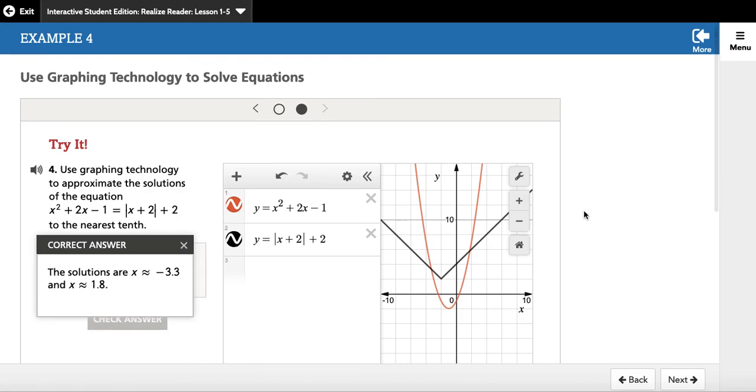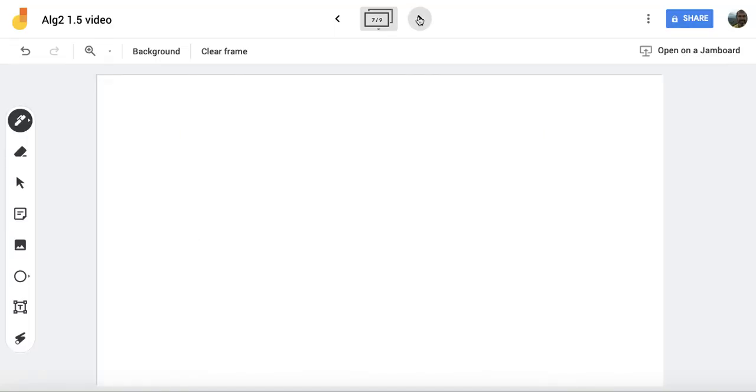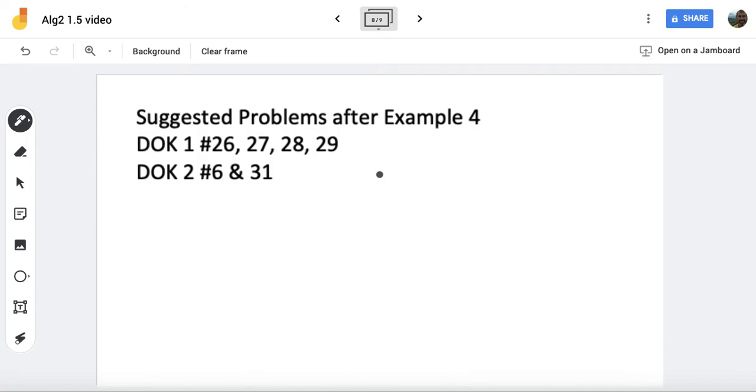That's how you can use technology using the intersect function on your graphing calculator or on Desmos. Your teacher may assign some of the following: 26 through 29, 6 and 31.